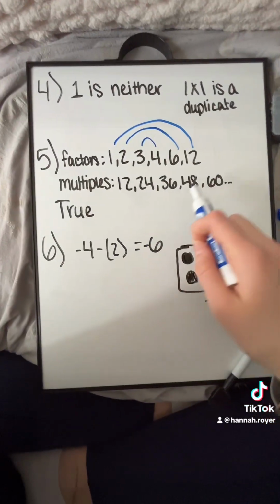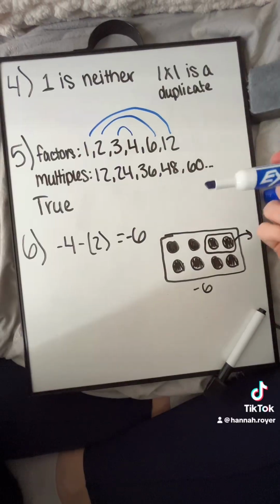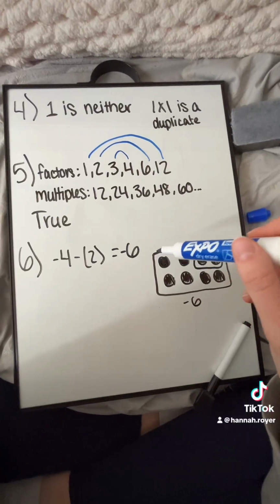And then the multiples can keep going on and on, like 12, 24, 36, 48. They can keep adding 12, 12, 12 for so long. So every counting number has more multiples than factors.